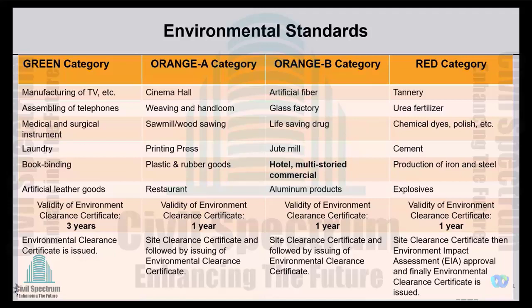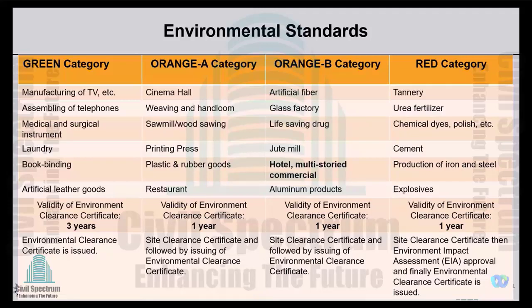Under this category, you will have a validity of the environmental clearance certificate for 2 years, and you will only need an environmental clearance certificate for this category of structures. Orange A is a category of structure where you will have a validity of environmental clearance certificate for 1 year, and you will need a site clearance certificate as well as issuing of the environmental clearance certificate.